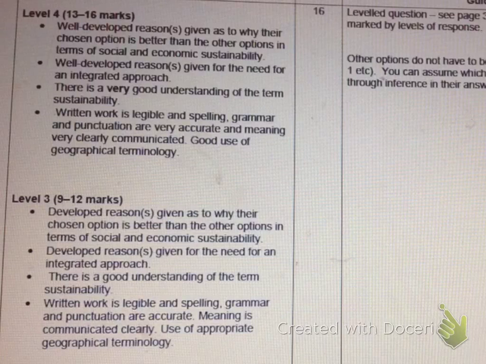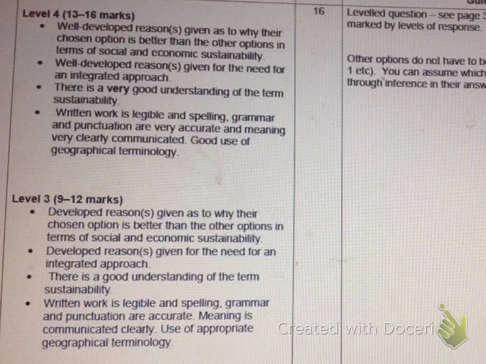Those of you who fell into level 2 and bottom level 3, it was the development of your points. And what I mean by that is you hadn't used the connectors that we've talked about. So this means that, therefore this will mean that, so the people will. This is economically unsustainable because, trying to connect the answers and take it that little bit further, that's going to make or break your answer.